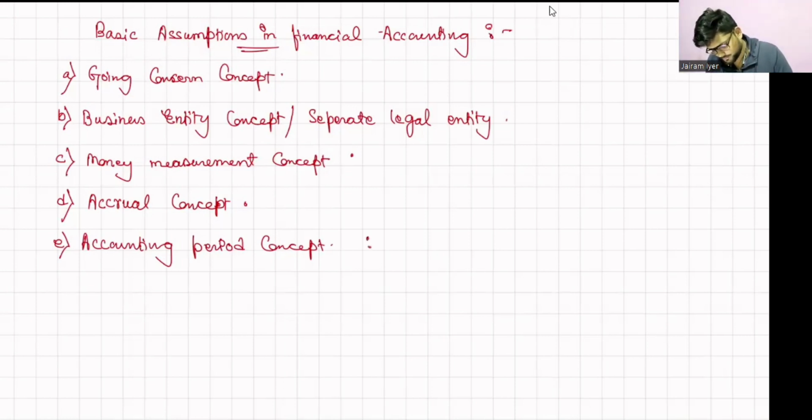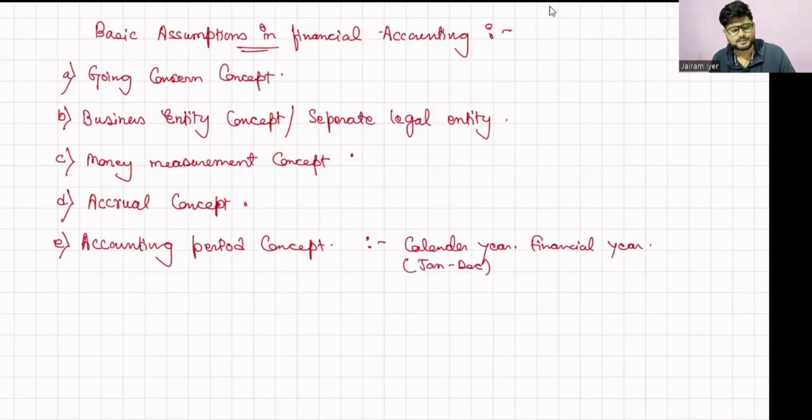Similarly, that can be in two ways. One is the calendar year, and one is the financial year. Calendar year means January to December. And the financial year, discussed yesterday in detail, is April to March.